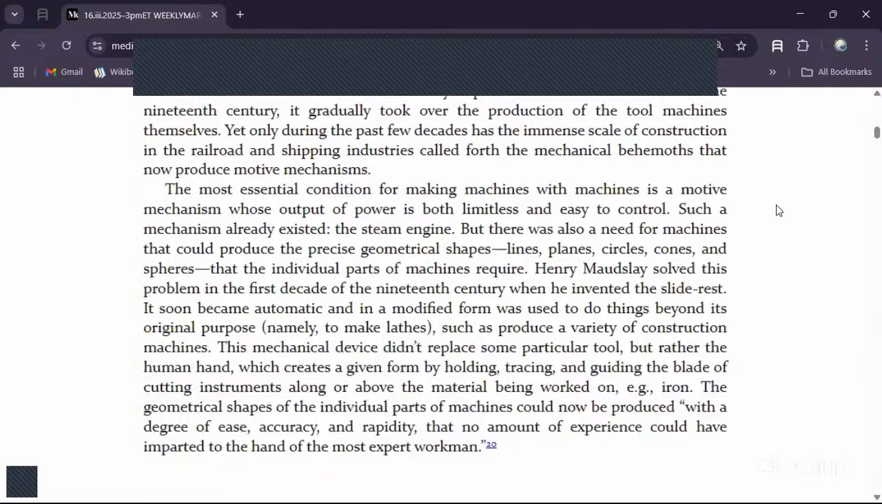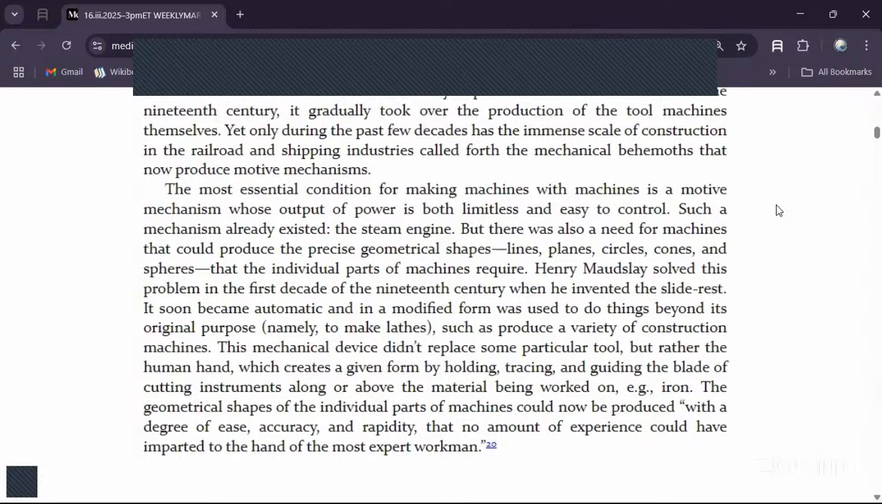The most essential condition for making machines with machines is a motive mechanism whose output of power is both limitless and easy to control. Such a mechanism already existed, that is, the steam engine. But there was also a need for machines that could produce the precise geometrical shapes, that is, lines, planes, circles, cones, and spheres, that the individual parts of machines require.